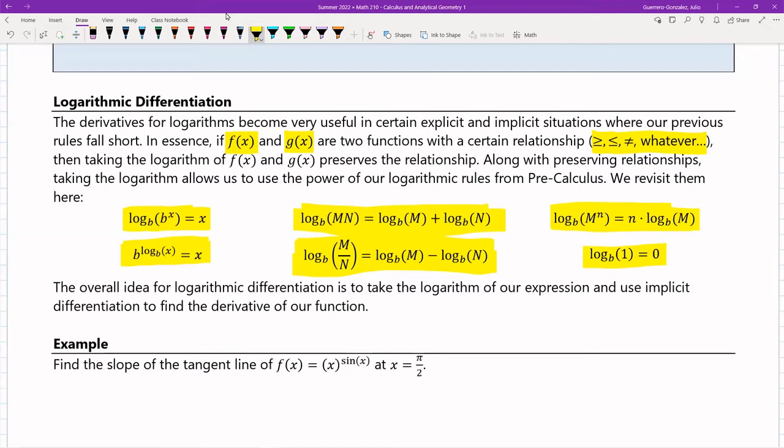So what I want to do now is show you guys how this is useful. Let's go ahead and go to the example here.